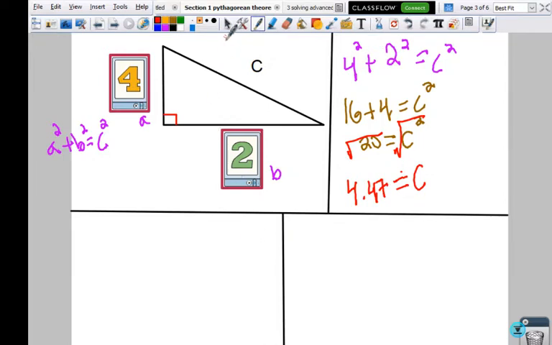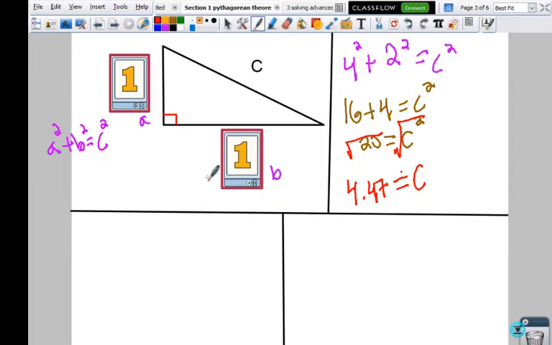Actually, technically 4.472135955 would be more accurate. That's true, but do you want to write all those down? I don't think so.